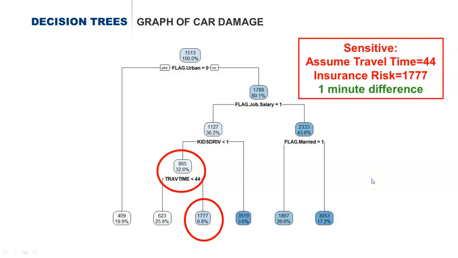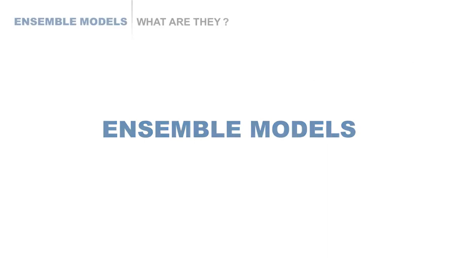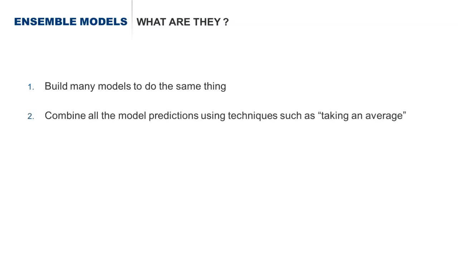With that in mind, we're going to try to correct these shortcomings with 2 different algorithms, the random forest and the gradient boosting. Now, before we do that, we first have to discuss a concept called an ensemble model. Well, what is an ensemble model? An ensemble model is a real simple idea. It's just you build a lot of models to do the same thing, and then you combine them.